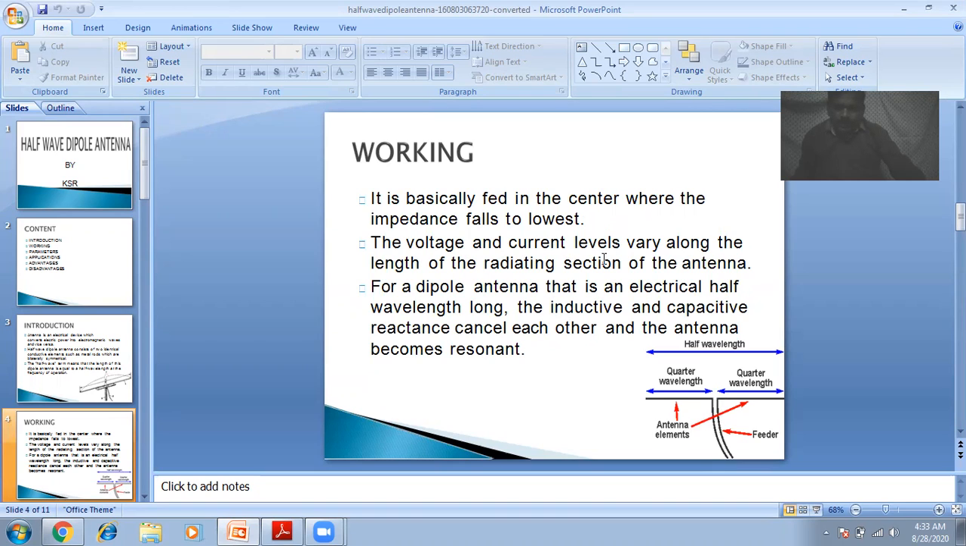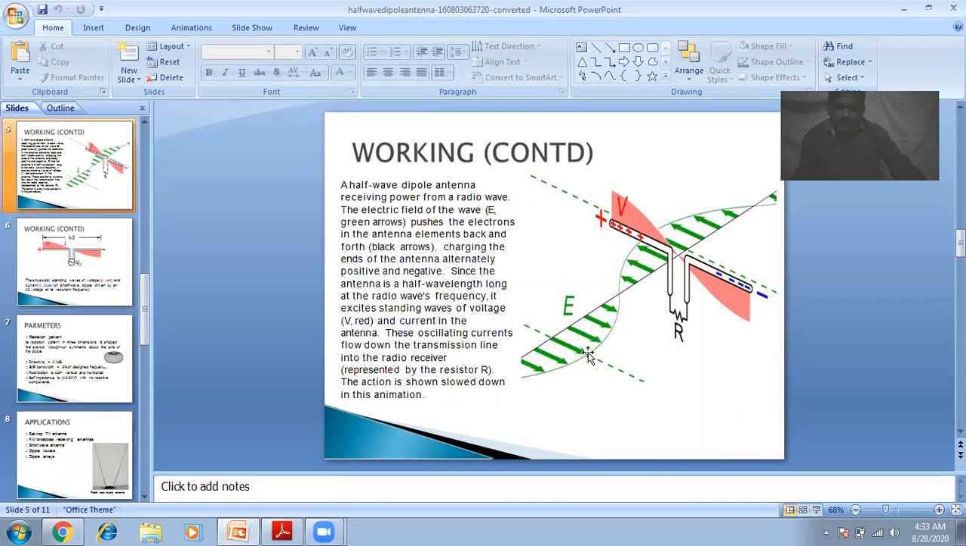The voltage and current levels vary along the length of the radiating section of the antenna. So let us see in this slide. Here, this is the distribution of the current, and similarly, this is the distribution of the voltage. This red color region will represent the distribution of the voltage, and this green color region will represent the distribution of the current. So let us see at the center what is happening. At the center, the current is maximum and voltage is minimum.